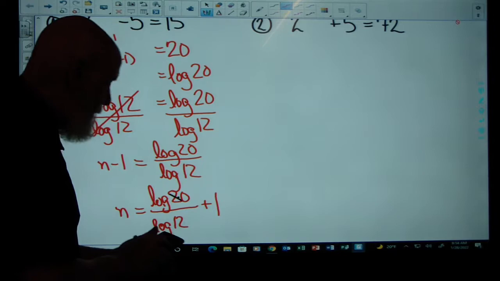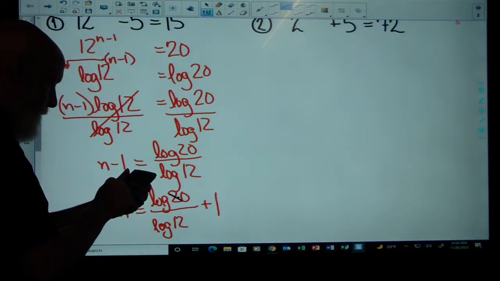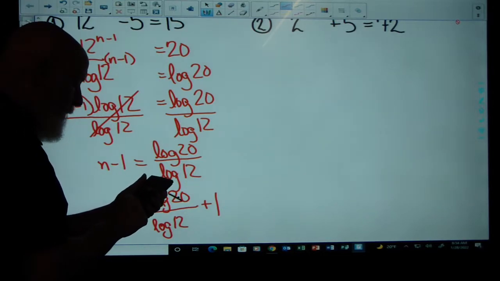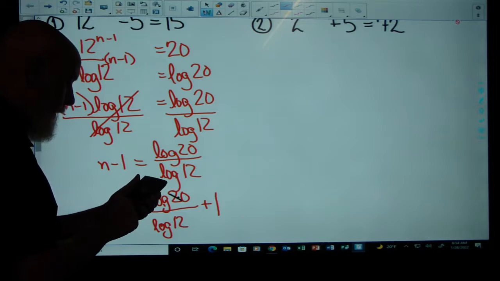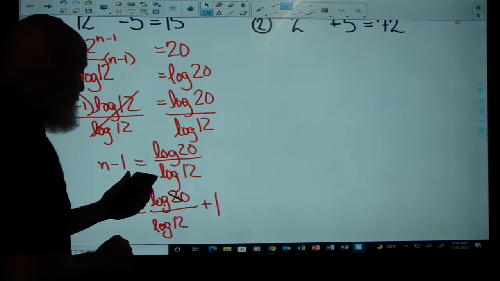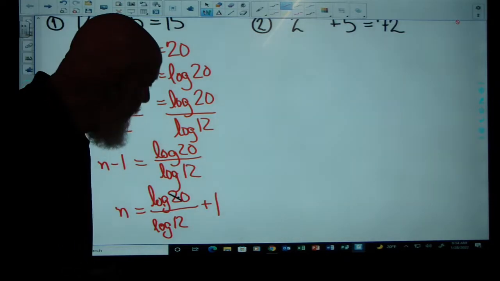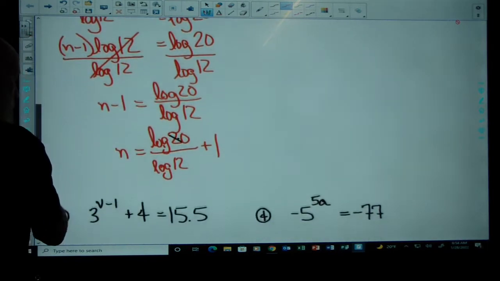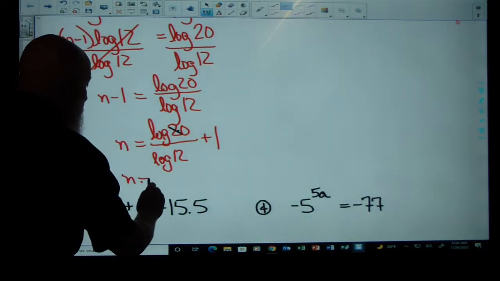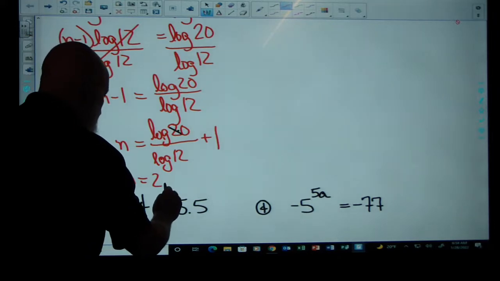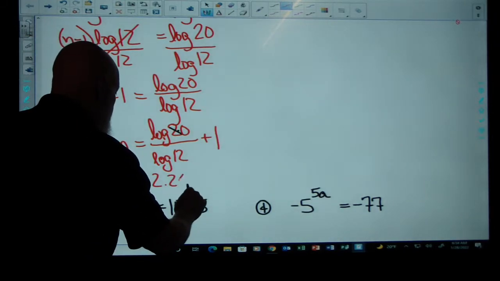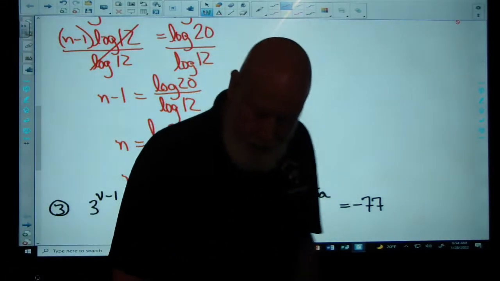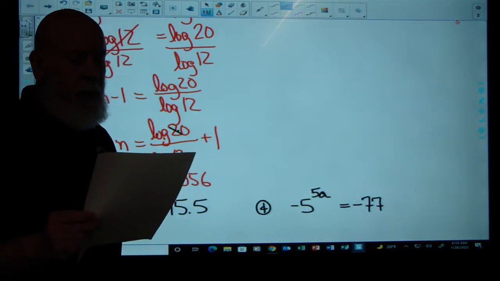Oh, here's my calculator. Okay. Log 20 divided by log 12 equals plus 1. 2.20557. So rounding that to the nearest 10,000th will be n equals 2.2056. Okay? And let's see what the answer key says. The answer key says 2.2056.